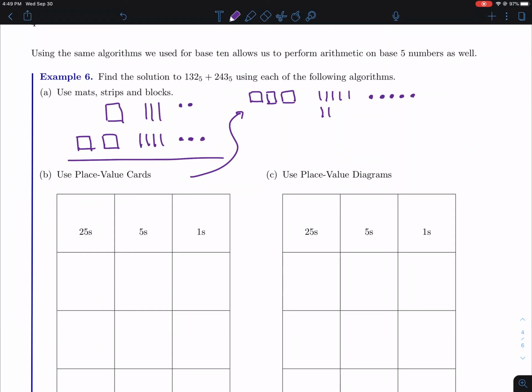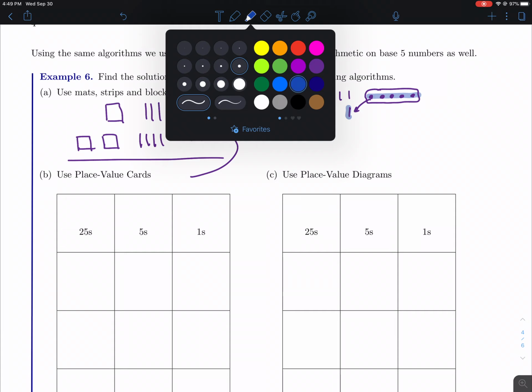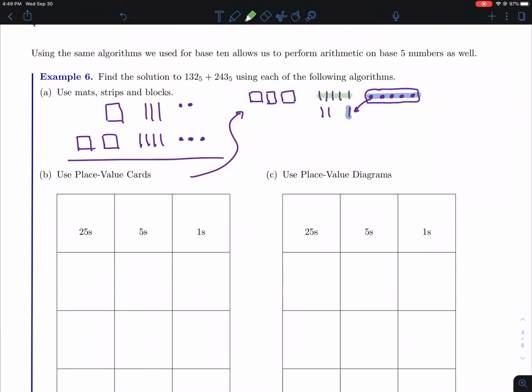And so now is when we do our conversion. What we want to look and see is whether there are any of these columns where we have 5 or more things. For example, right off the bat, I can see I've got 5 dots here. So I can cash those 5 dots in for 1 strip in the 5s position, or the 5s column. And similarly, I've got 5 strips, so I can take these 5 strips and turn them into a single mat in the 25s position.